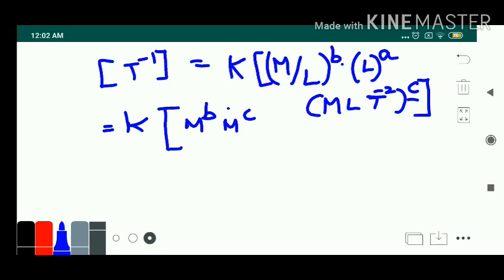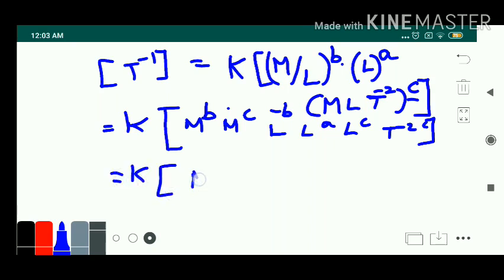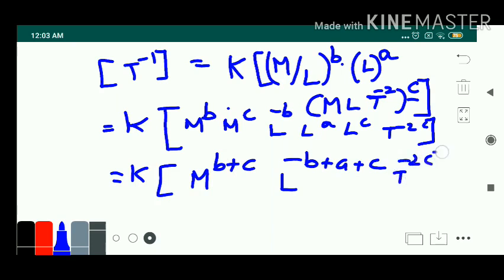Right. Now similarly I'm going to rearrange L terms. L, this is L raised to minus B. And there is an L raised to A and here there is an L raised to C. And T, there is only one term, that is minus 2C. Bracket closed. Now write the entire terms. M raised to B plus C, L raised to minus B plus A plus C, and there is T raised to minus 2C.